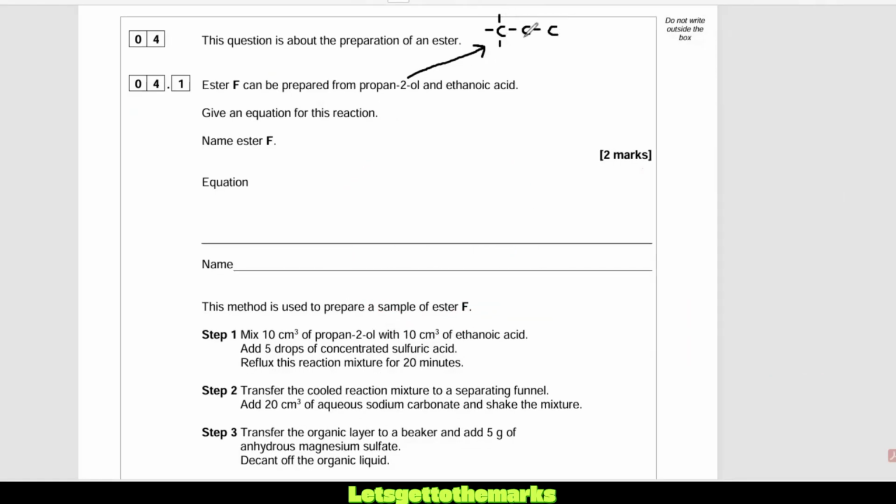So first of all, I'm going to draw out the reactants. I've got propan-2-ol, so the main chain has 3 carbons. On the second carbon we'll find the hydroxy group. And then we've got ethanoic acid, so a total of 2 carbons. We've got the methyl group at the end. We've got the carboxylic acid group there.